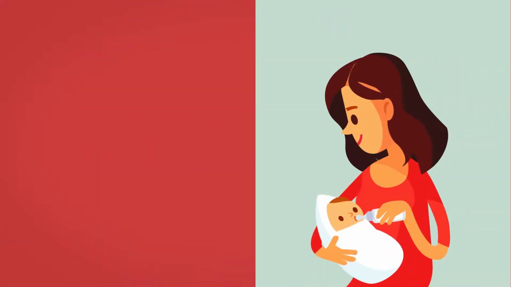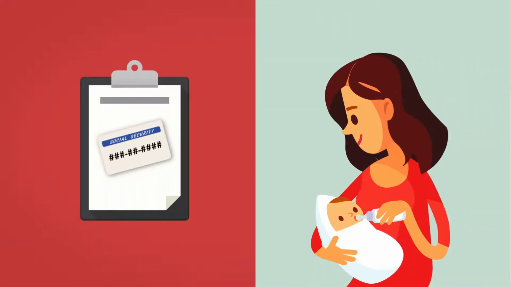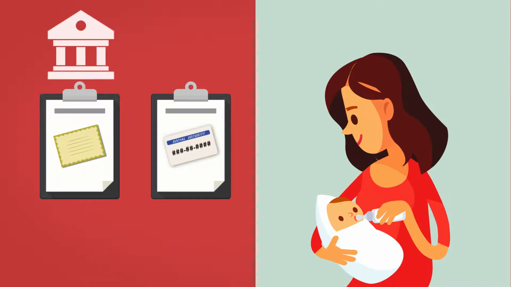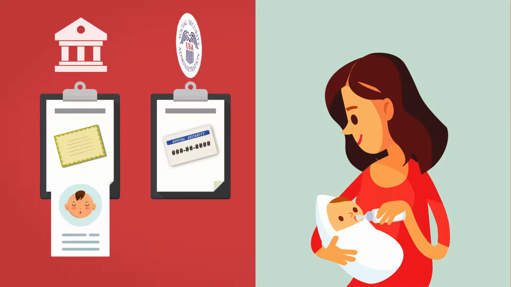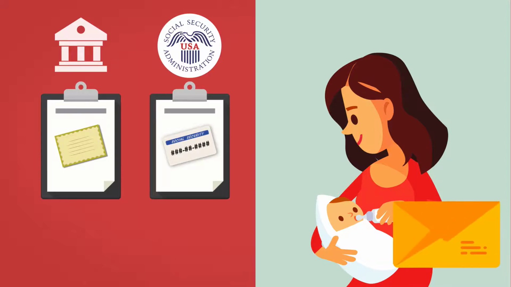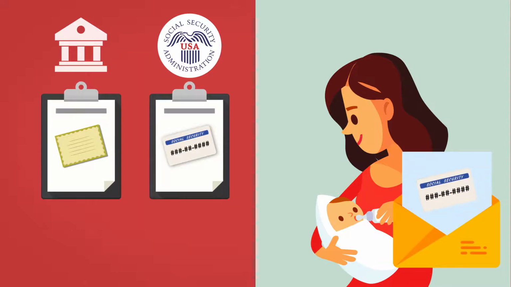The parents of a newborn child can apply for a Social Security number for the child when they apply for the baby's birth certificate. The state agency that issues the birth certificates shares the child's information with the Social Security Administration, which assigns a number and mails the Social Security card to the child's parents.